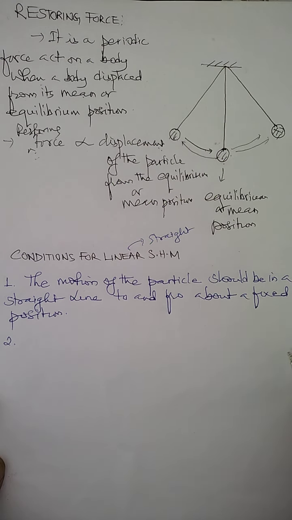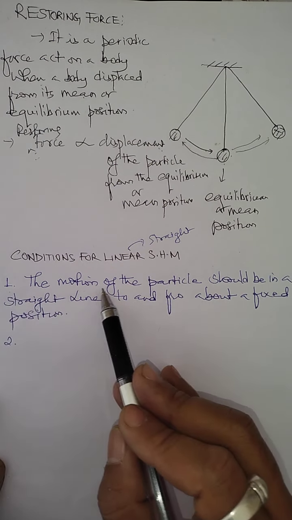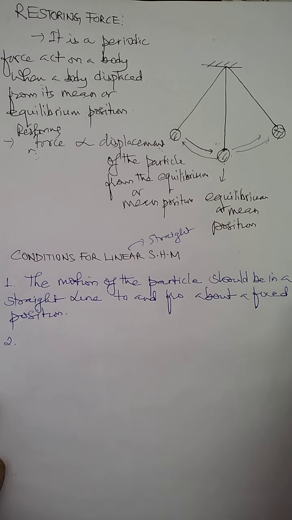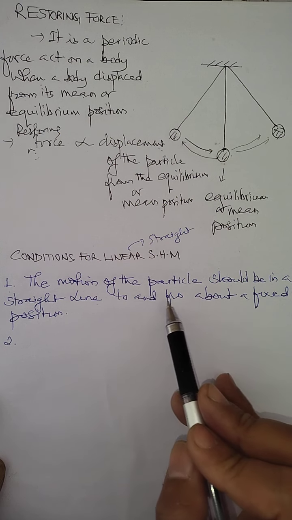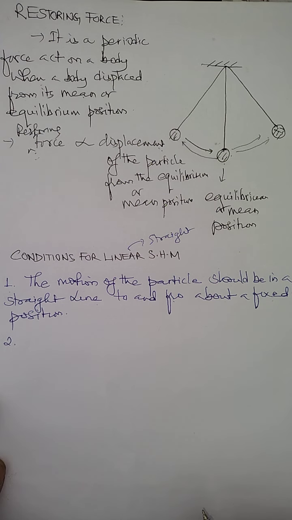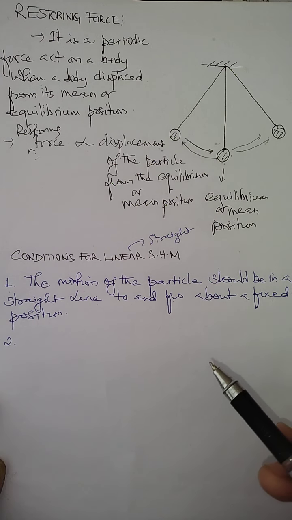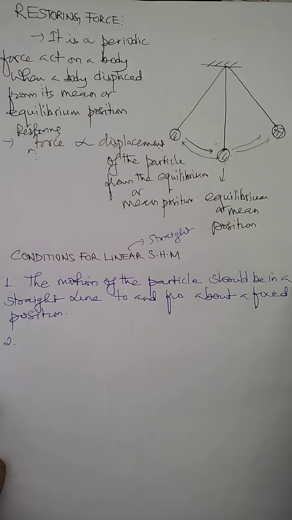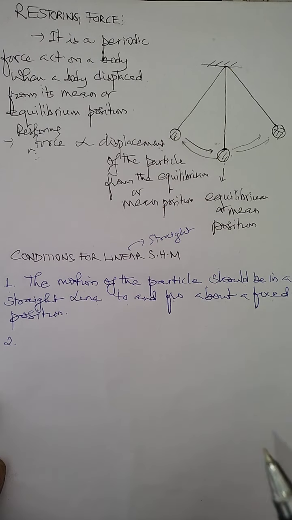So for linear simple harmonic motion also there are certain conditions. There are basically three conditions that we need to keep in mind. Number one is the motion of the particle should be in a straight line. What type of line? Straight line. To and fro about a what? Fixed point. So one of the conditions for linear simple harmonic motion is that the motion of the particle should be in a straight line, to and fro about a fixed position or fixed point.